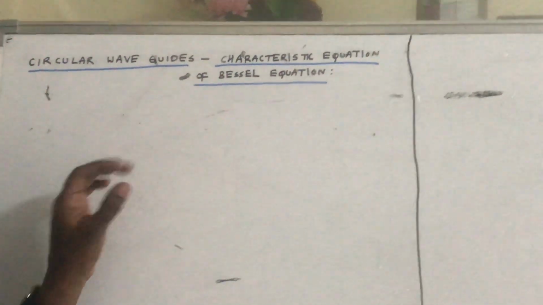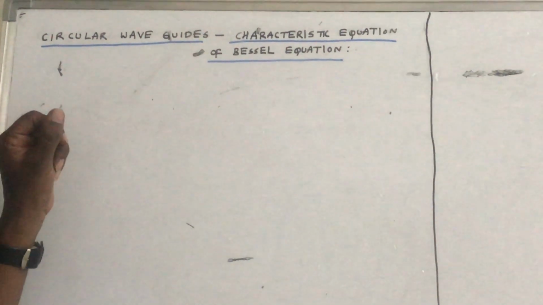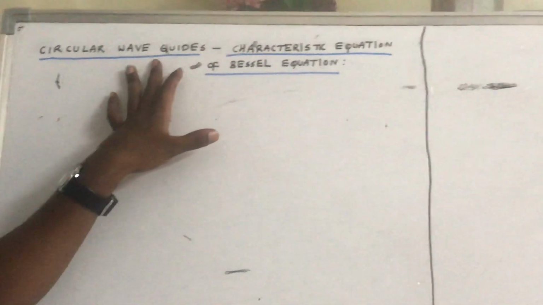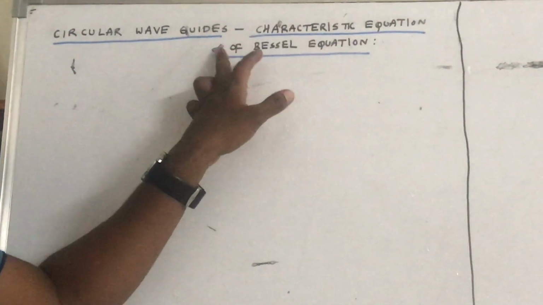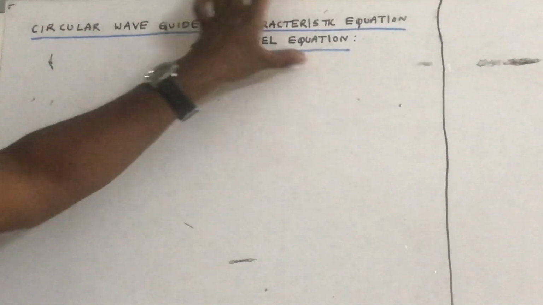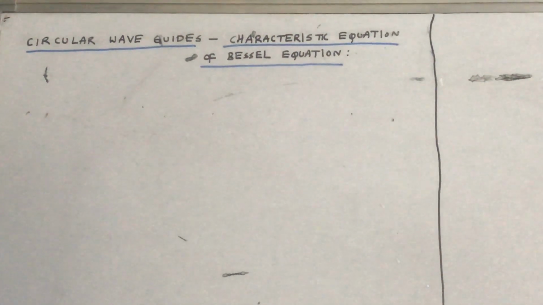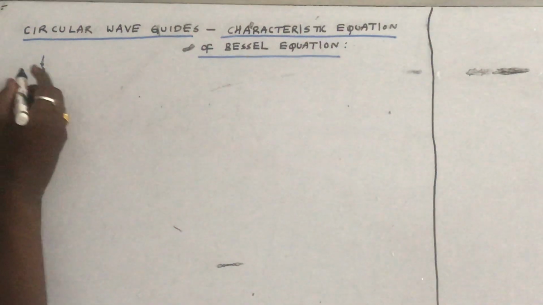Hi, welcome to the series of video lectures on microwave engineering. Today we will see circular waveguides. In this circular waveguides, let us derive the characteristic equation of Bessel's equation. Very important question in the examination. Let us see first what is circular waveguide.